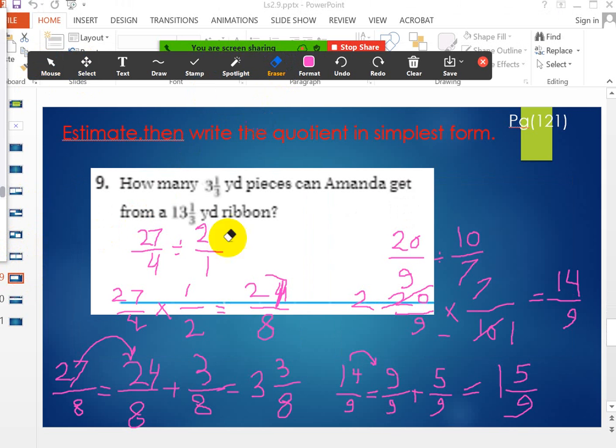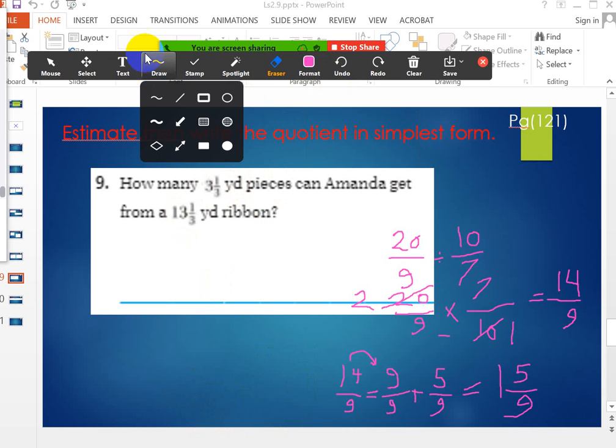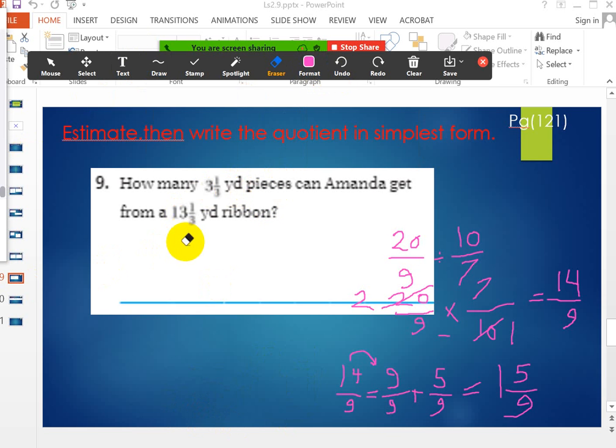Number 9, I will solve it because this is a problem. How many 3 and 1/3 yards? Yards is a unit for length. I think you took it. How many 3 and 1/3 yard pieces can Amanda get from a 13 and 1/3 yard ribbon?